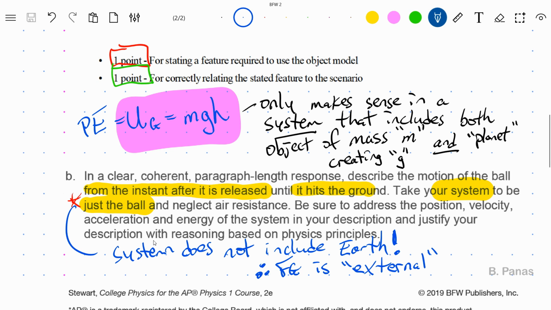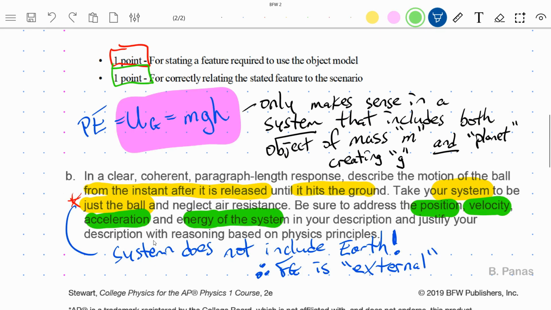All right. So just to continue reading the question here before I scroll into my actual answer, be sure to address, and there's a long list here, the position, the velocity, the acceleration, the energy of the system in your description, and justify your description with reasoning based on physics principles. So this is like wide open. And in fact, that's one of the sometimes intimidating features of this paragraph length response.